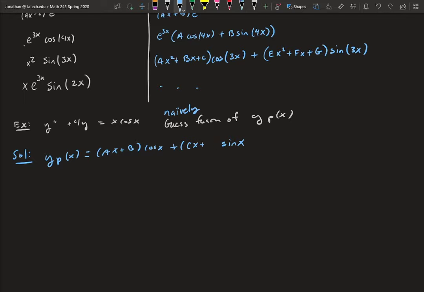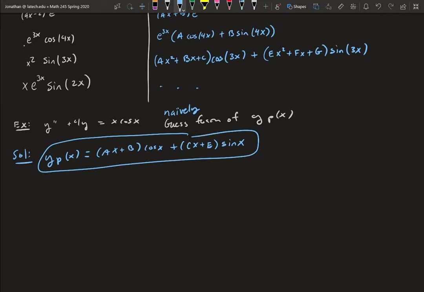We don't want to use d. D is bad because that's like our differential operator, so we'll skip that. We'll go to e. And that's naively what we would guess for the particular solution.